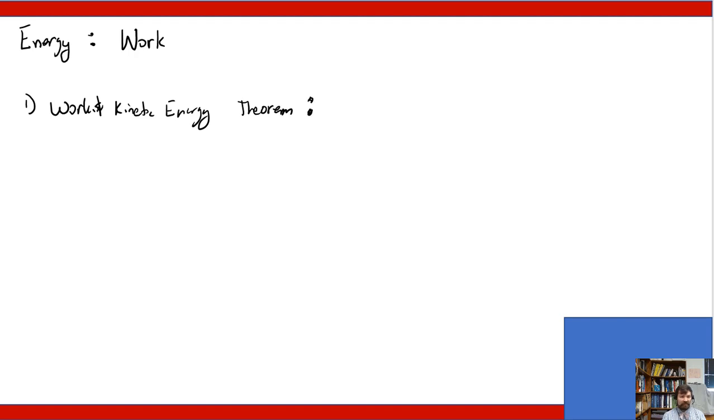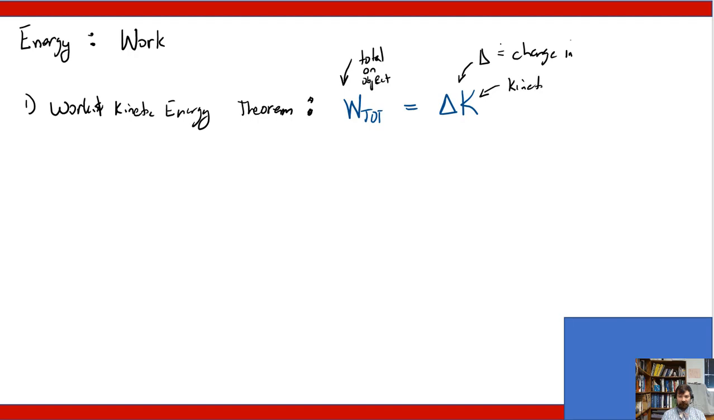That one basically says that the net or total amount of work done on a system is the change in the system's kinetic energy. So this is total work. Really, it's usually for an object, on an object. And that could be a negative or a positive number, by the way. And this is kinetic energy, or delta, change in, and K is kinetic energy.